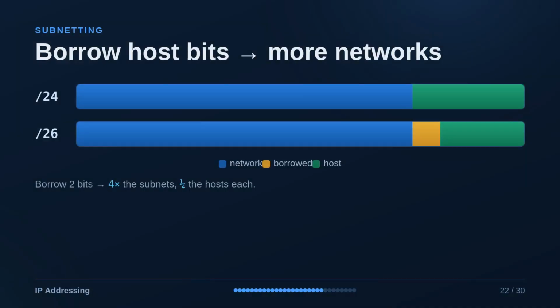Classless thinking unlocks subnetting, splitting one network into several smaller ones by borrowing bits from the host part. Each bit you borrow doubles the number of subnets and halves the hosts in each. This is how real networks are carved up to match departments, sites, or VLANs.